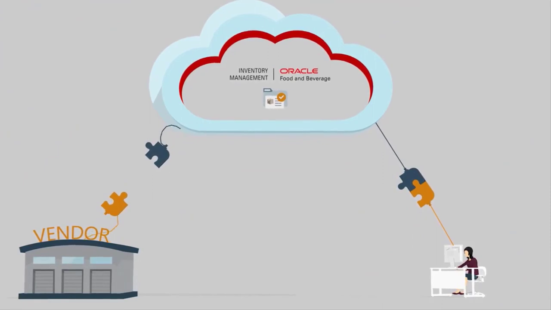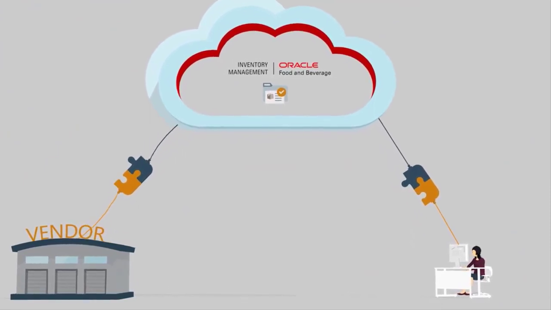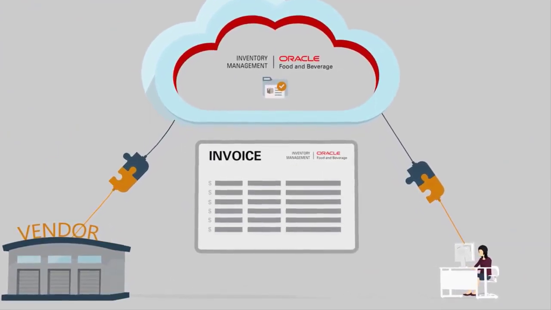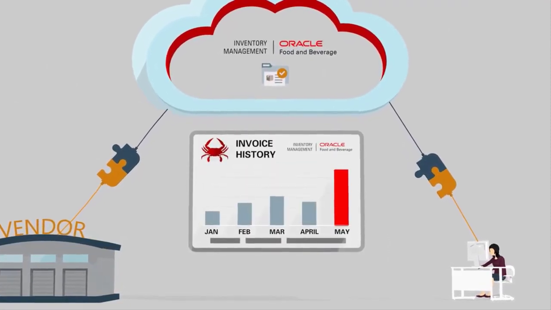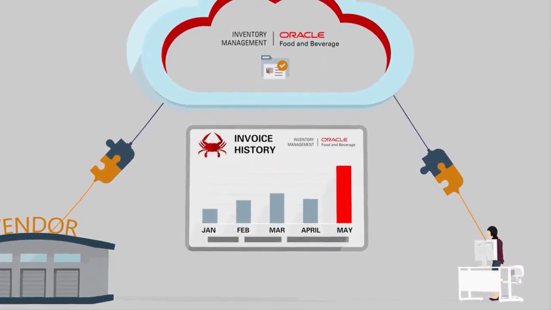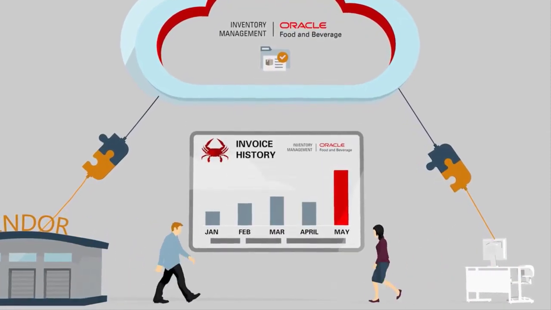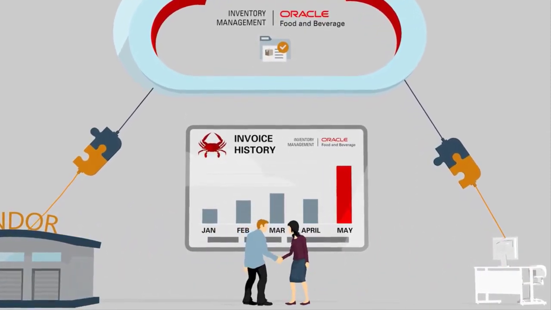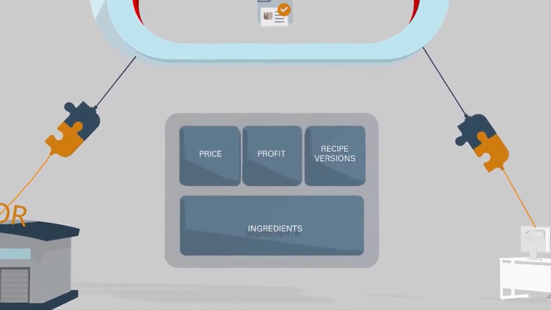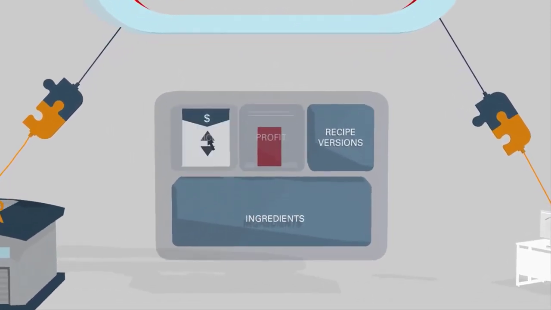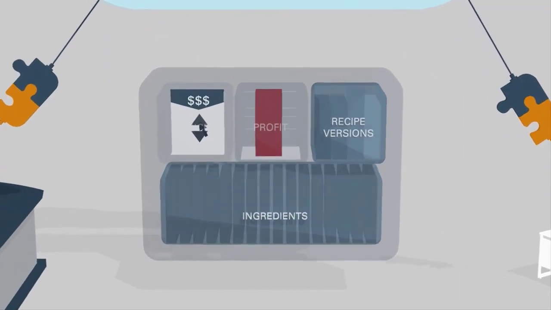Inventory management is also integrated with Lauren's vendor, so her invoices are online. If crab meat seems to have doubled in price, Lauren can compare it to last month and take action. She can then negotiate a new price with the vendor using data from inventory management. Or she can use menu modeling. Are her famous crab cakes still making a profit? Should she put up her prices or change the recipe?